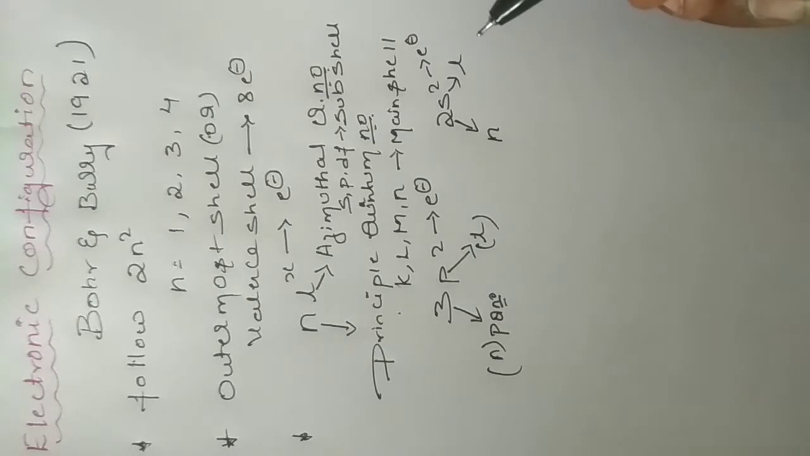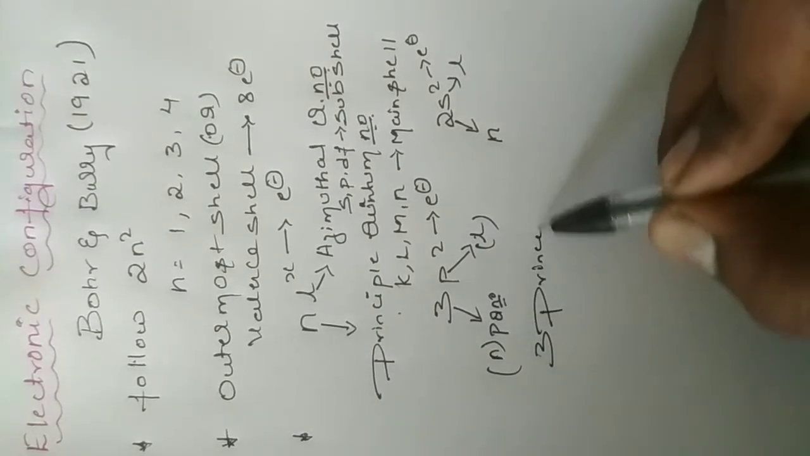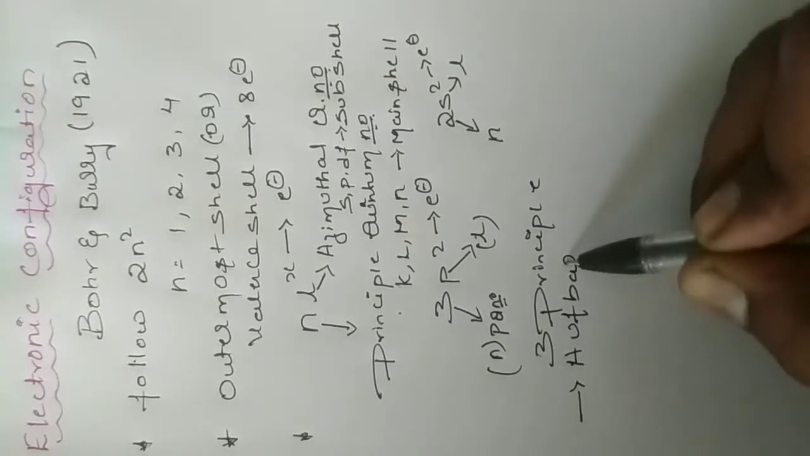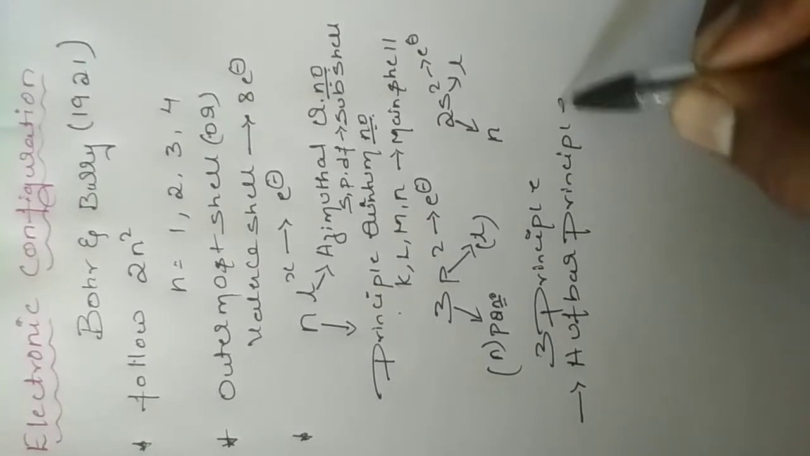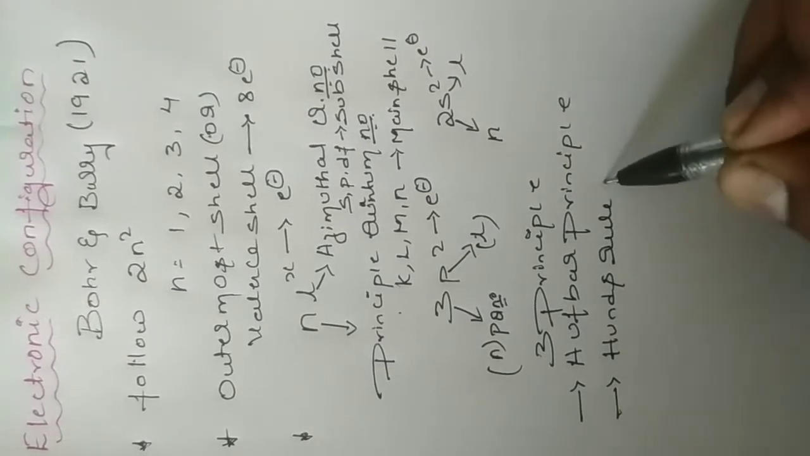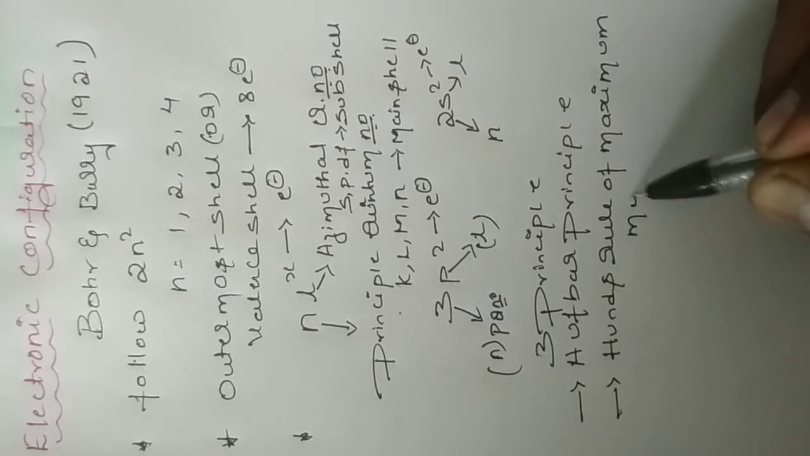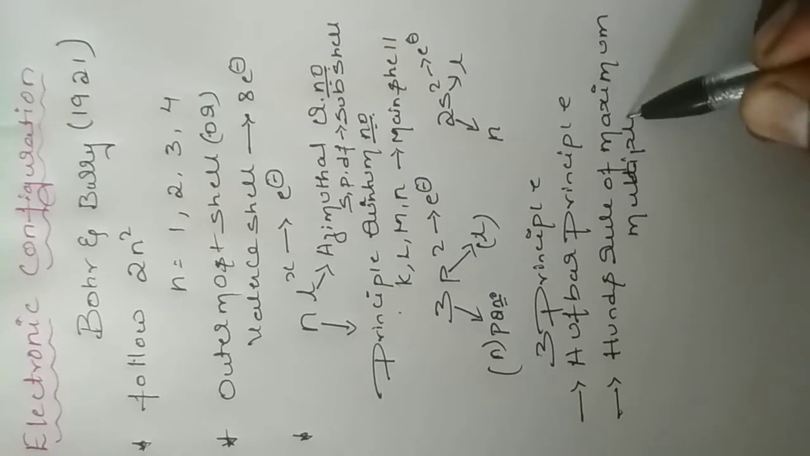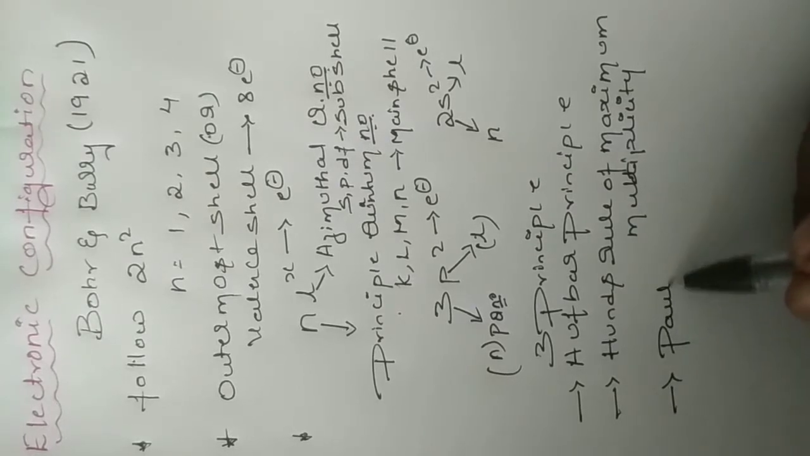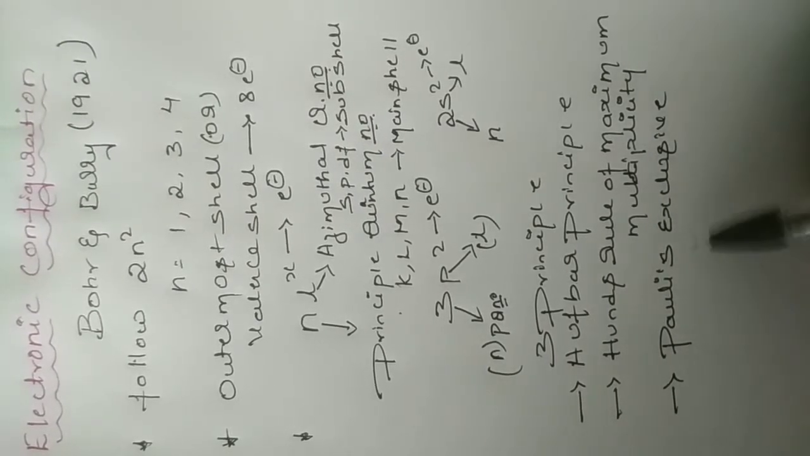Based on electronic configuration, three principles are given, which are very important. Number one is the Aufbau principle, another one is Hund's rule of maximum multiplicity, and the last one is the Pauli exclusion principle.